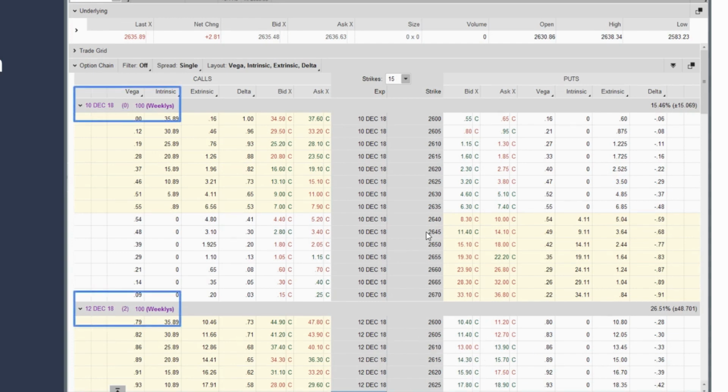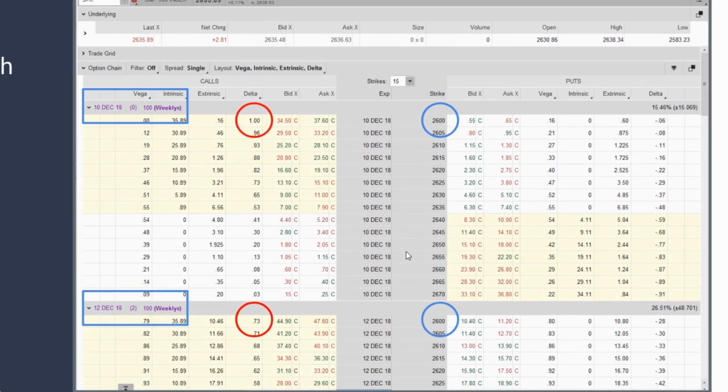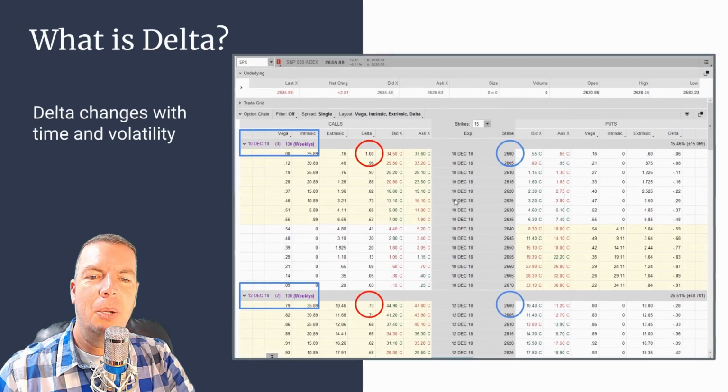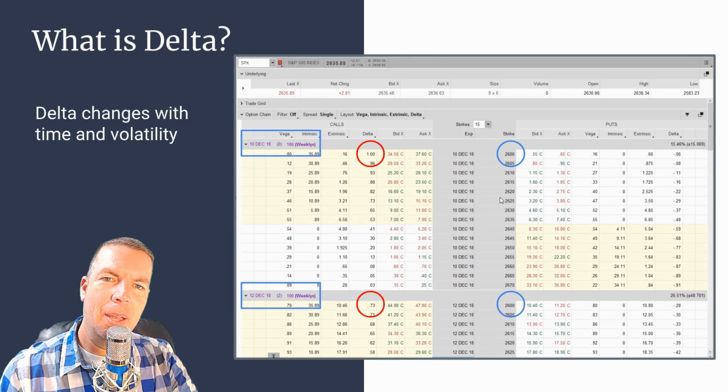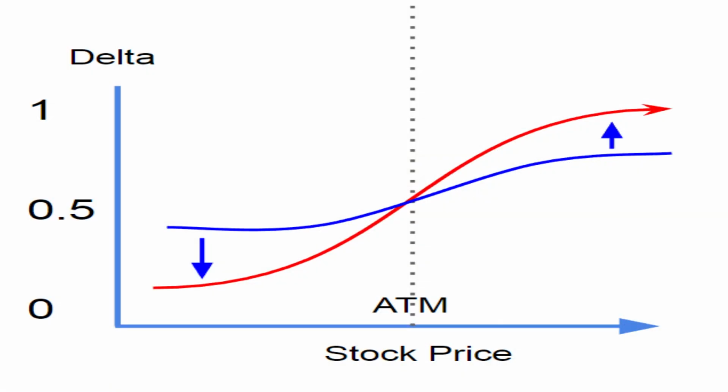Let's take a look at the $2,600 strike. You can see on the $2,600 strike, the options that are 2 days from expiration have a delta of 73, or a 0.73 delta, whereas as we get closer and closer to the day of expiration, that delta jumps up to a 1. We're still looking at the same strike price, just in 2 different series. So back to our graph, as we get closer and closer to expiration, the delta on those in the money call options is going to approach a 1 delta.